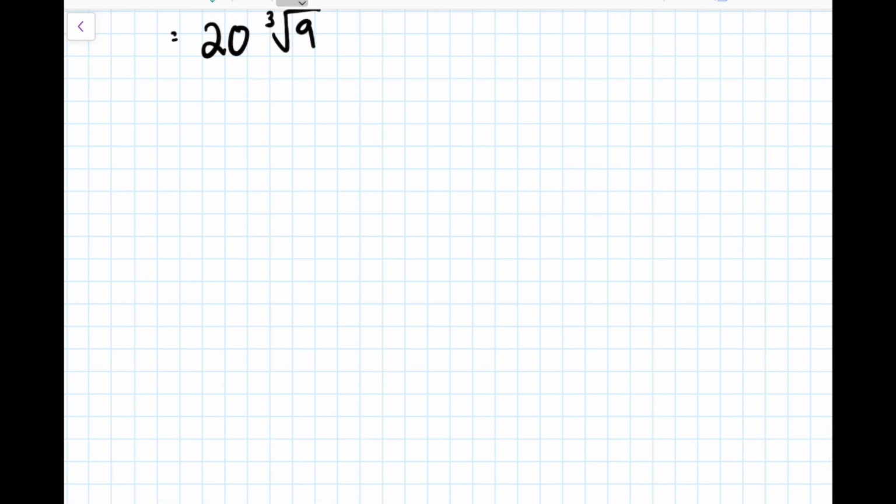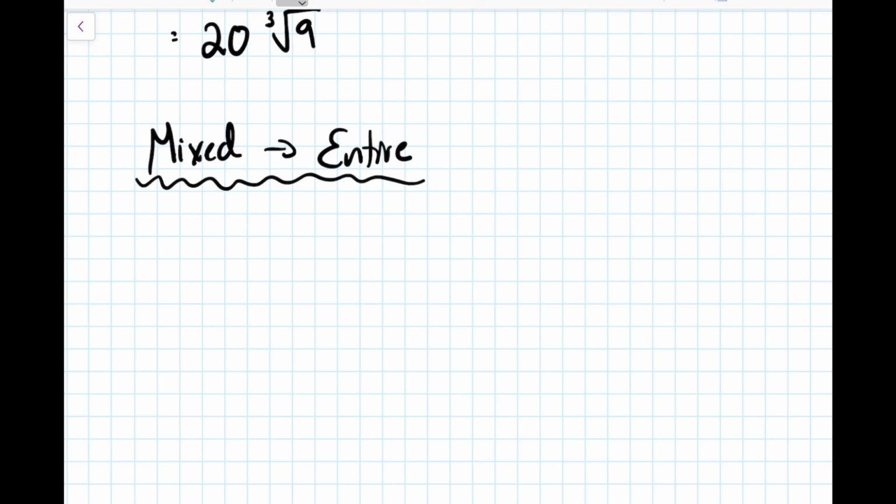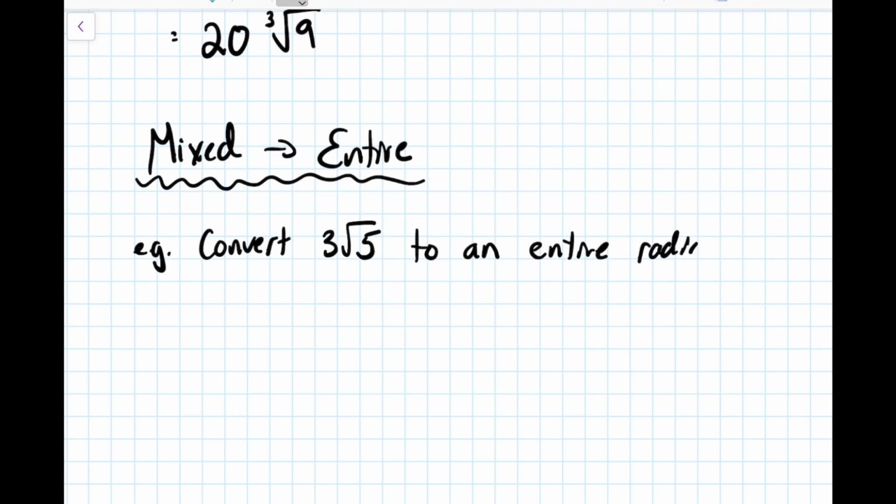All right, so now we want to go from mixed to entire. And this is generally a little bit easier. It doesn't require as much process. There's no prime factorization or anything here. So let's say we wanted to convert 3 root 5 to an entire radical. We're basically just going to undo our process from before.